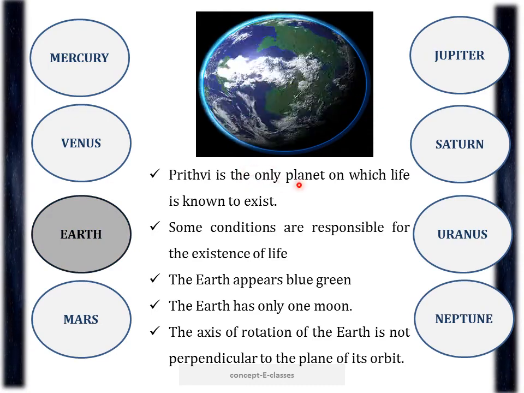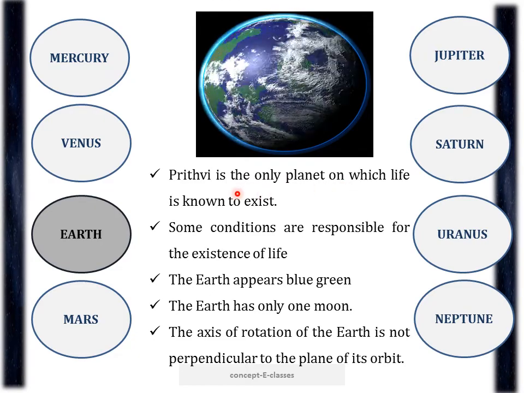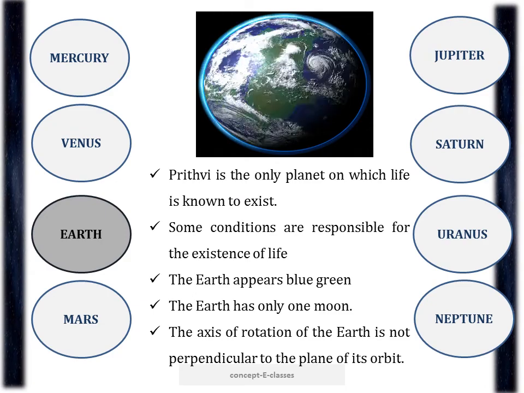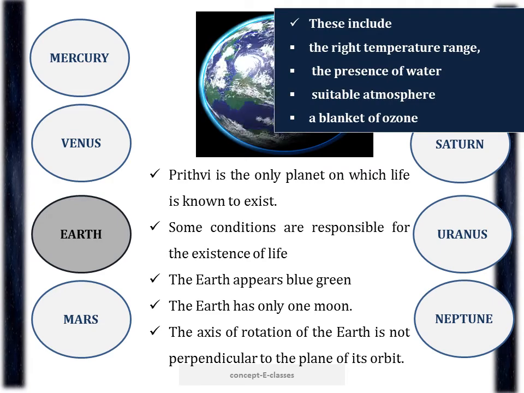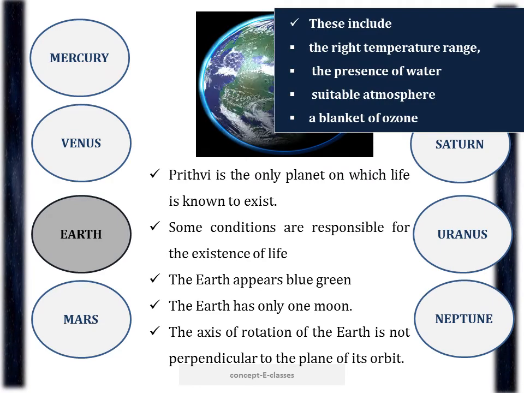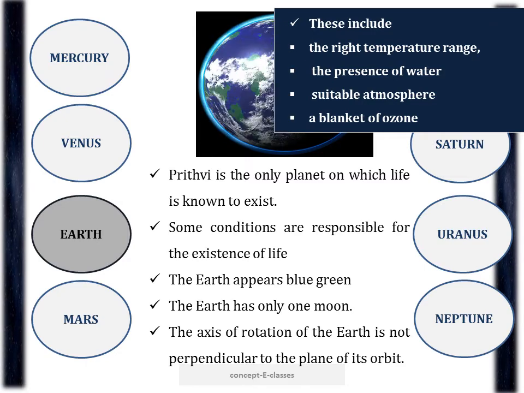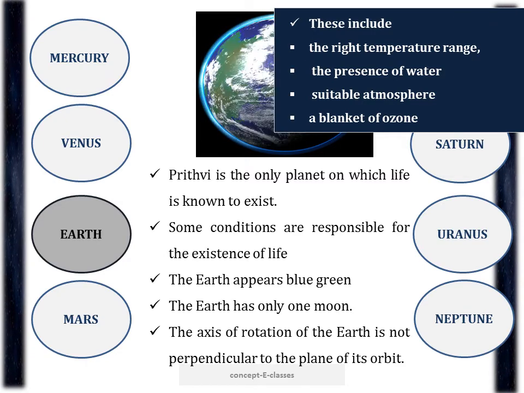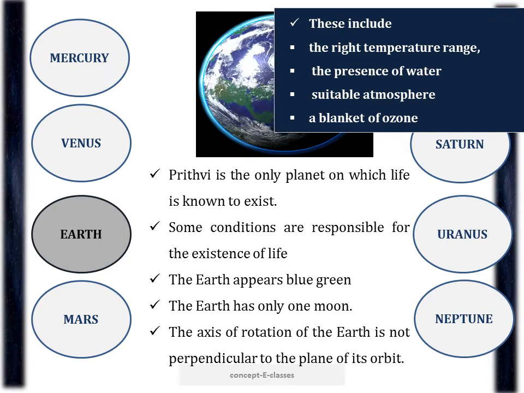The next planet is our Earth, Prithvi or Earth. It is the only planet in the solar system in which life is known to exist, and some special environmental conditions are responsible for the existence and continuation of life on the Earth. And some of these conditions include the right temperature on Earth. That is, Earth is at the right distance from the Sun. It's neither too close nor too far from the Sun. Hence, its temperature is optimum for life.